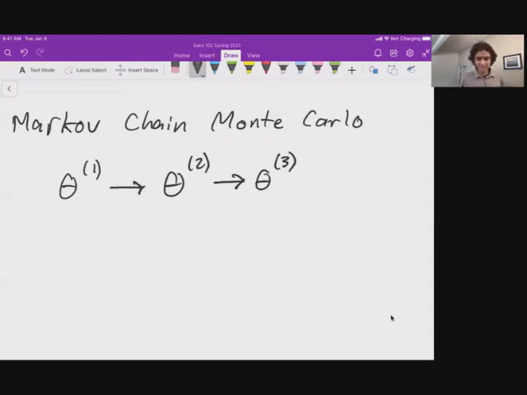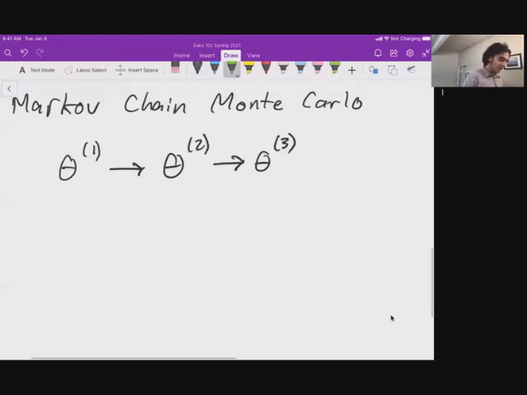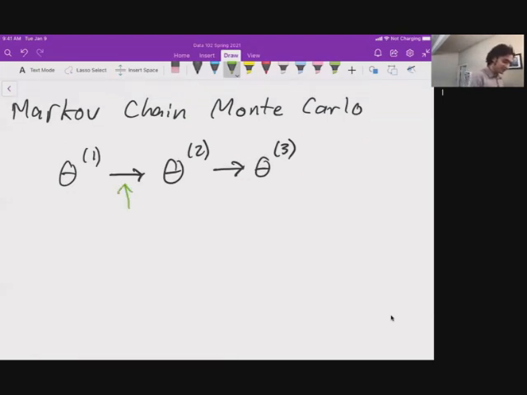And why is that important? It's because if I do this process for a long time, then eventually my theta is going to look like a sample from the true distribution, right? Because the Markov chain is going to converge to its stationary distribution, and we're going to set it up so that its stationary distribution is the true distribution of the samples. So the key in all MCMC methods is to choose the transitions wisely.